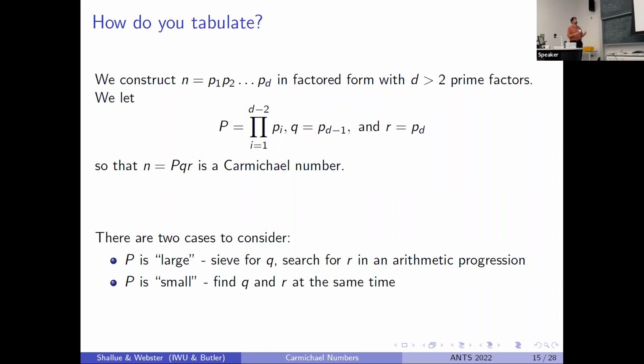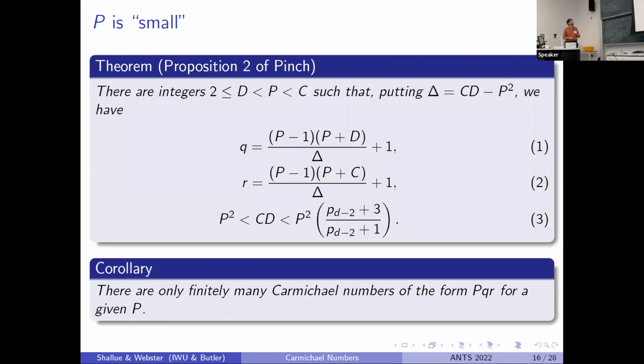So when P is large, you can start with a pre-product, sieve for Q, then search for R in an arithmetic progression. And when P is small, then you're finding Q and R as a pair. And those are the two general techniques. For us, we're focusing on small, so I'm not going to say any more about large. We have nothing to contribute on that case. And so this then is the key proposition. This is where our notational names come from.